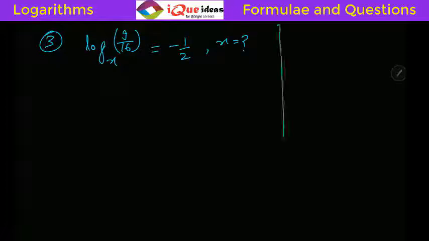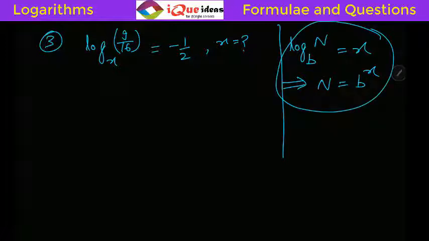Now this question says log of 9 by 16 to the base x, that is equal to minus 1 by 2. So find x, right? Now for this, the theory that we have done, that we say that log of a number n to the base b, if it is equal to x, then it implies that n is equal to b to the power x, right? So these two things go hand in hand, right? So here, in place of n, we have 9 by 16. In place of b, we have x. And in place of x, we have minus 1 by 2.